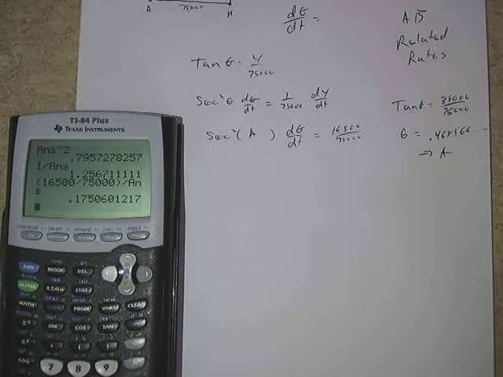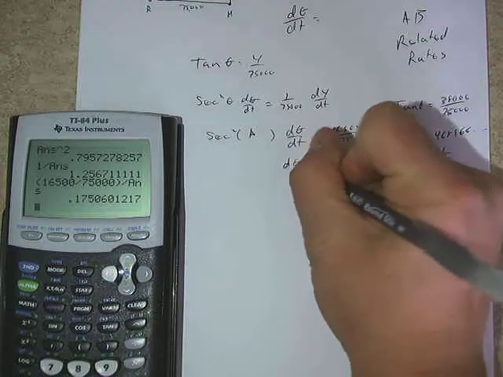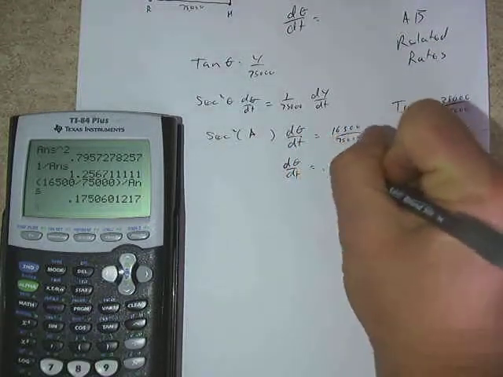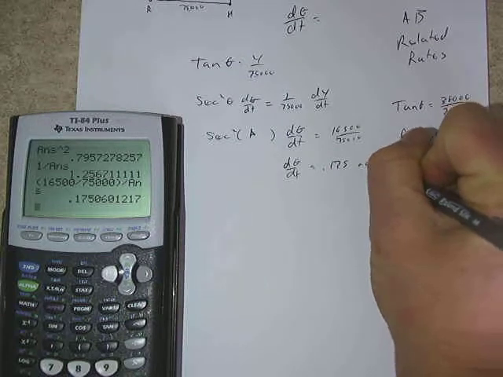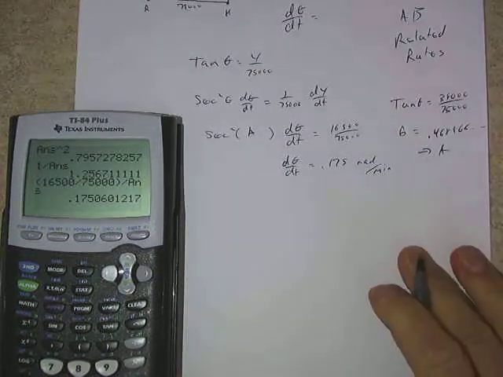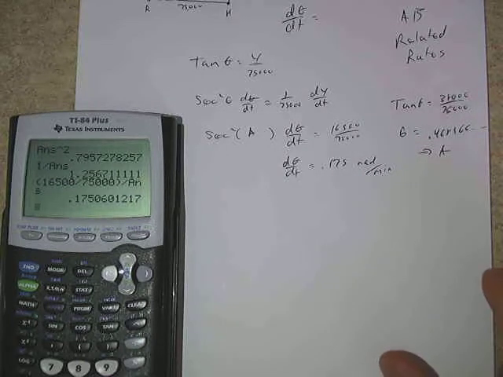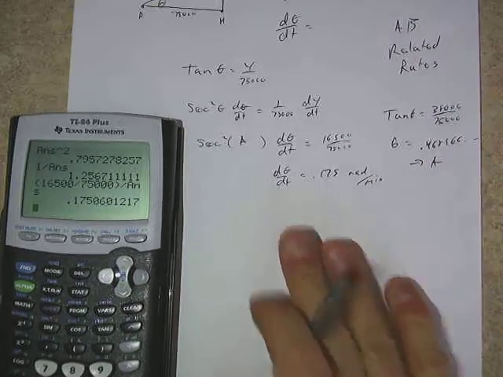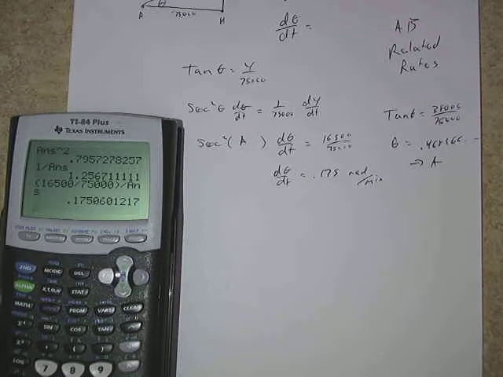And all we're doing is dividing that into 16.5 divided by 75,000. We're taking that, we're dividing it by our previous answer. So I really didn't have to store it, but ultimately we get 0.175. Should correspond to letter A. And the units on here would be radians per minute.